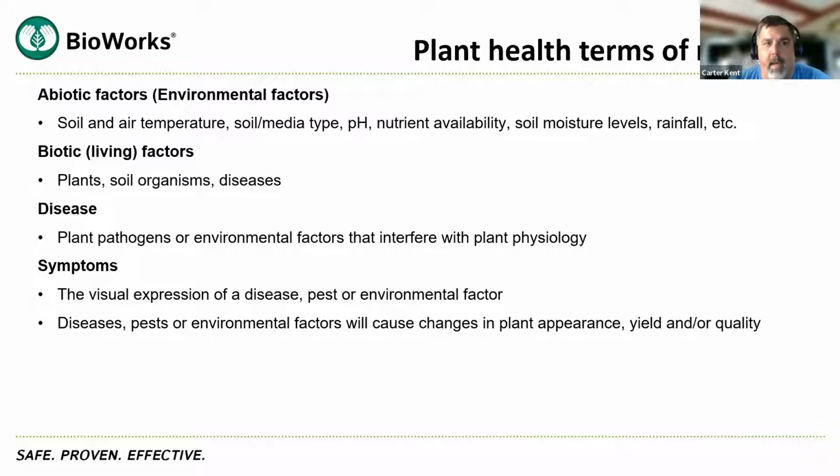When we talk about abiotic factors, those are environmental factors. So soil, air temperature, soil media, pH, nutrient availability, soil moisture level, rainfall, etc. Biotic are living factors. So plants, soil organisms, diseases, plant pathogens, or environmental factors that interfere with plant physiology, and symptoms, the visual expression of a disease, pest, or environmental factor. Diseases, pests, or environmental factors will cause damage in plant appearance, yield, and or quality.